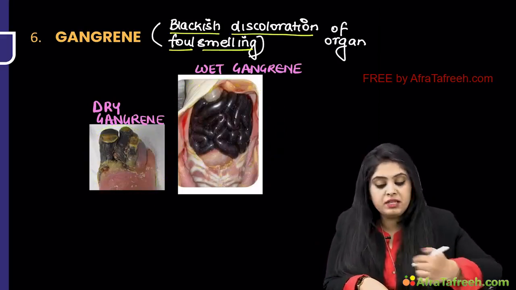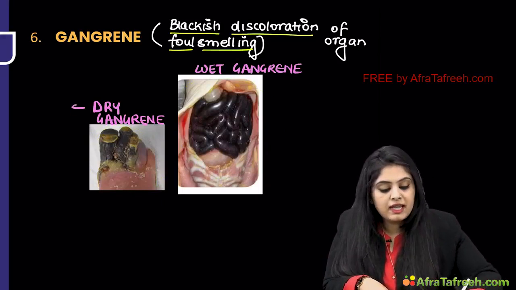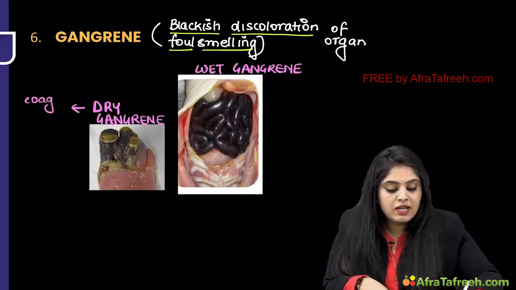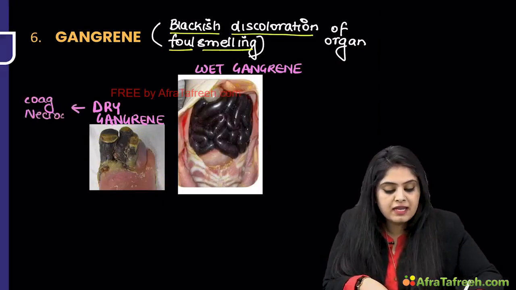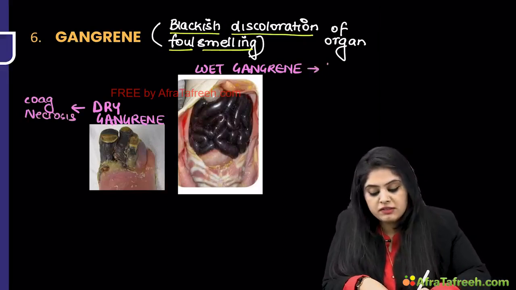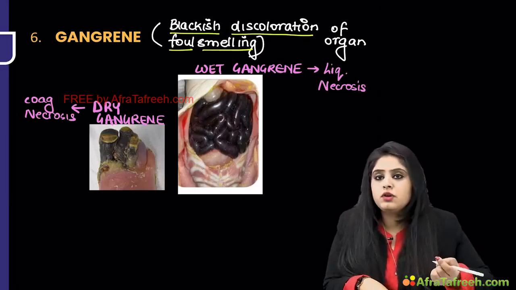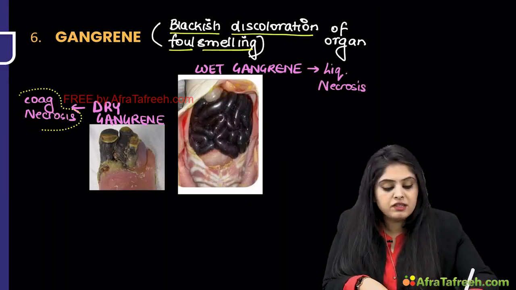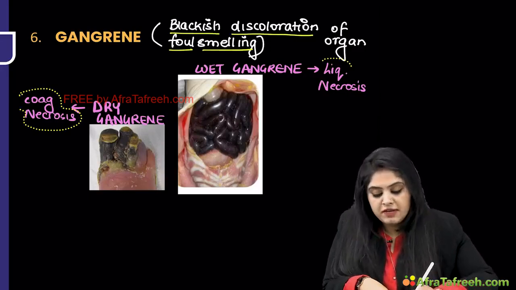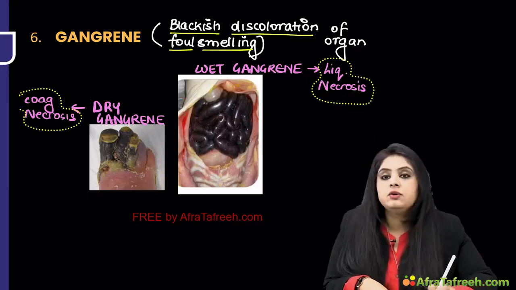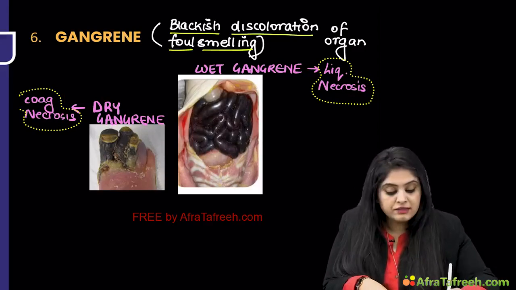So when it is sent to me, for me, remember, dry gangrene is nothing but coagulative necrosis. And wet gangrene, wet means liquidy, so this is nothing but liquefactive necrosis. So like I said, is it anything new for the pathologist? Not really. Dry gangrene is the same as coagulative necrosis. Wet gangrene is the same as liquefactive necrosis.